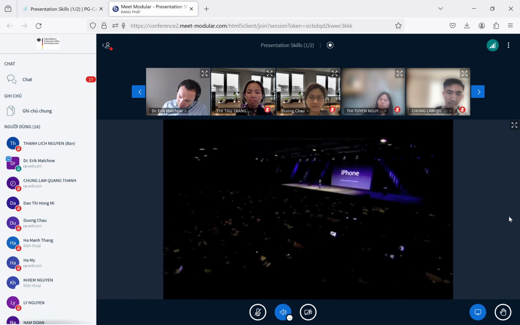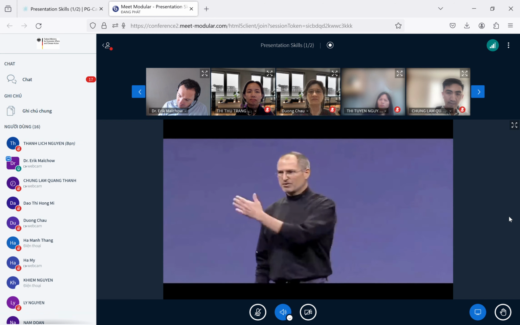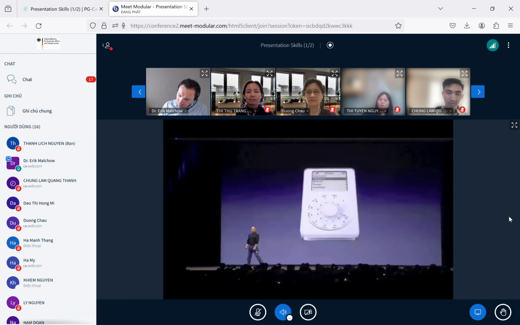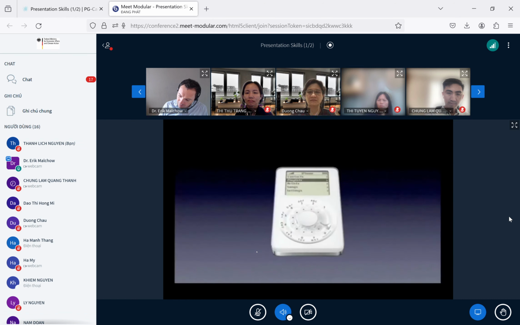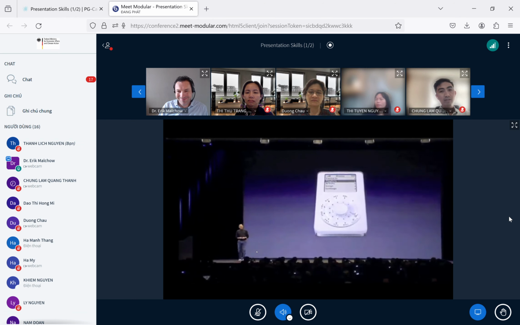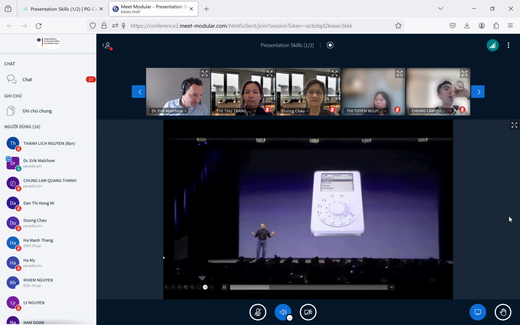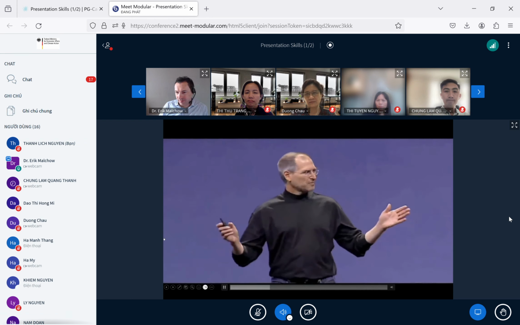Today, Apple is going to reinvent the phone. And here it is. No, actually, here it is, but we're going to leave it there for now. So, before we get into it, let me talk about a category of things.